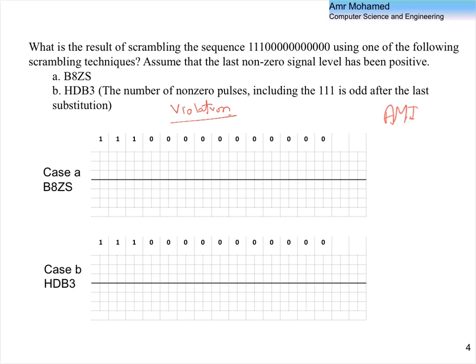So we have studied two scrambling techniques. The first one is B8ZS, which was the one that was introduced in Europe. And this one replaces each eight zeros with a specific sequence.